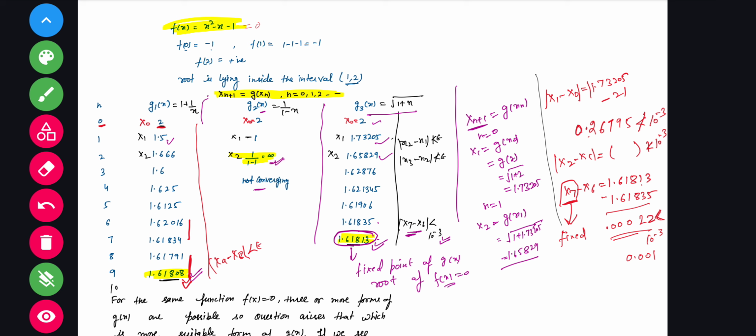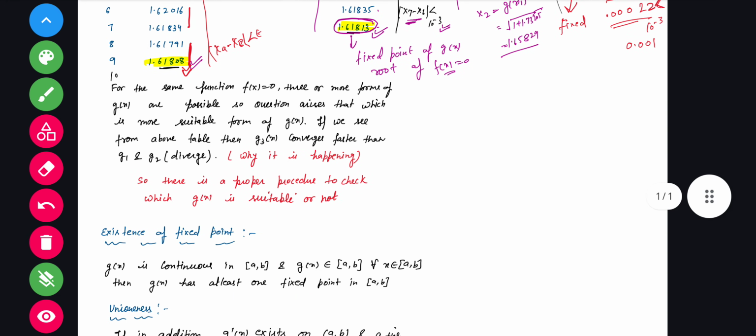The convergence can occur in a fixed interval only. In the question, the interval may be given, and sometimes we need to find the interval ourselves. In that case we can use IVT, the intermediate value theorem, to find the interval where the root lies. Then we can use that interval, right?